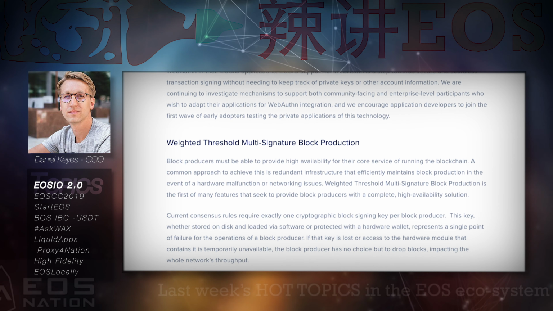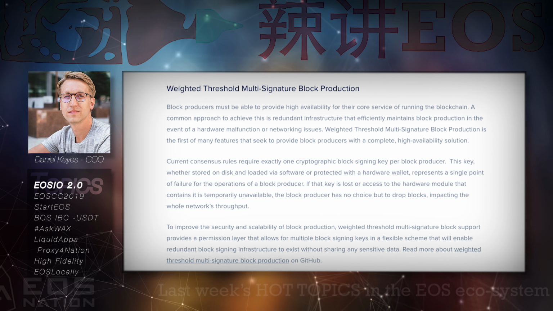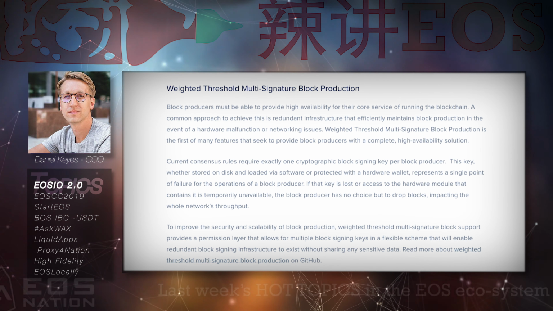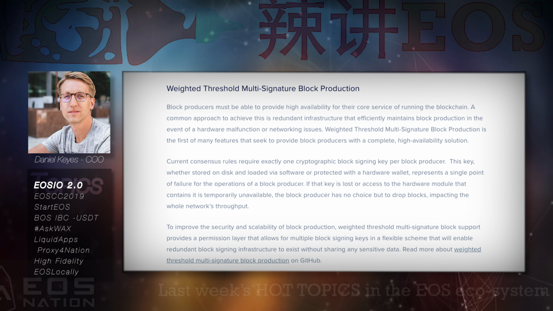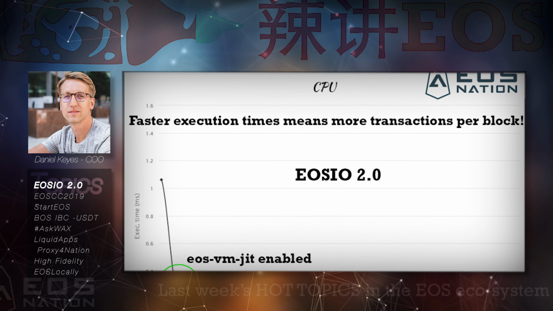Weighted threshold multi-signature block production support. A new variation of MSIGs that allows block producers to use different keys to sign blocks on primary and backup block production hardware. EOS Nation was excited to upgrade our nodes on the Jungle testnet and take EOSIO 2.0 for a test drive.